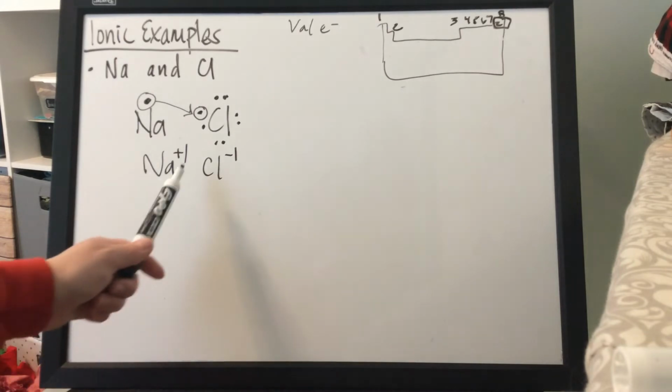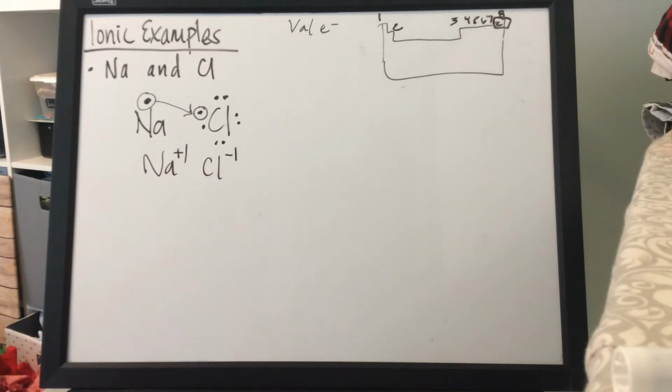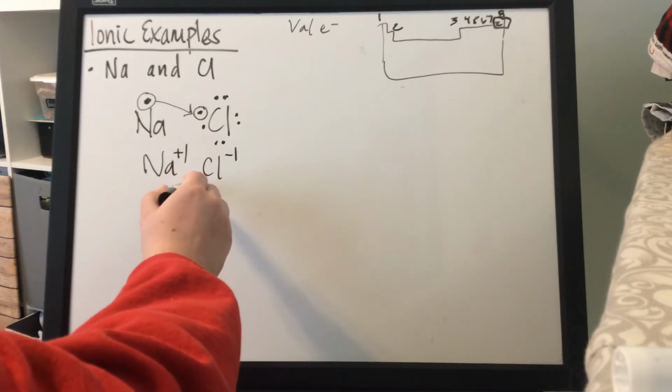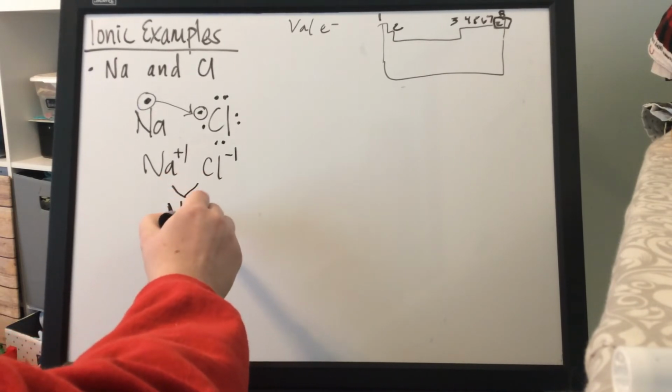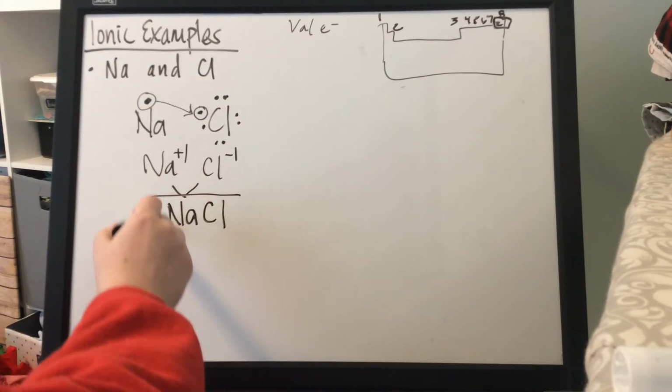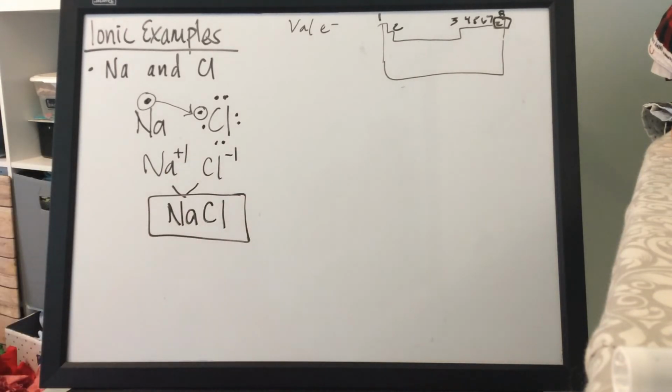And if you look at my charges, I have a +1 and a -1, and they cancel out perfectly, which gives me an ionic formula where it takes 1 sodium and 1 chlorine, and thus the chemical formula for salt is NaCl.